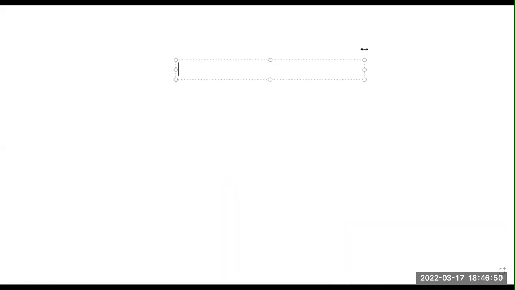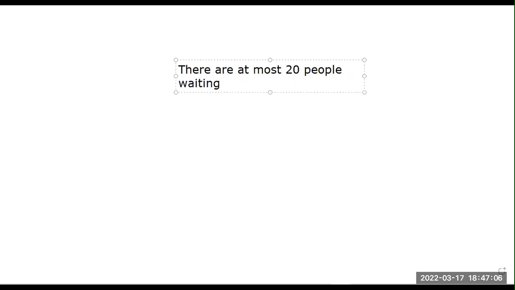So I'm going to give you two examples. Let's see if we get this. Right. So there are at most 20 people waiting in KFC today. Use K to represent KFC. So how can we write this in terms of an inequality? The phrase you're paying attention to is "at most 20 people."